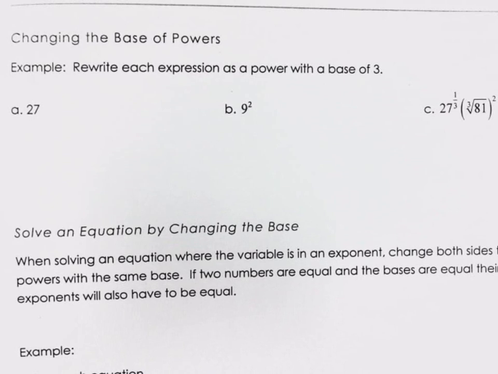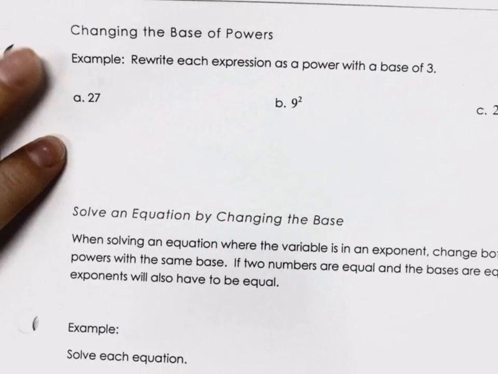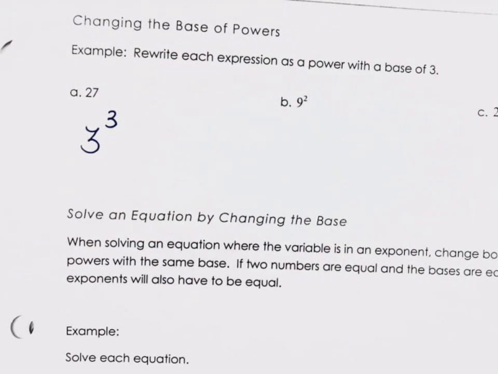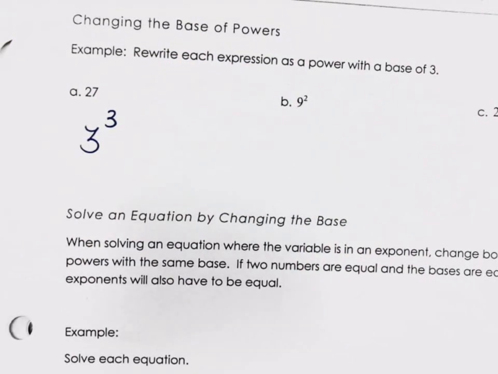So 27, write it as a base 3 number. 3 to the exponent what equals 27? 3. If you can do that, you can do this lesson.